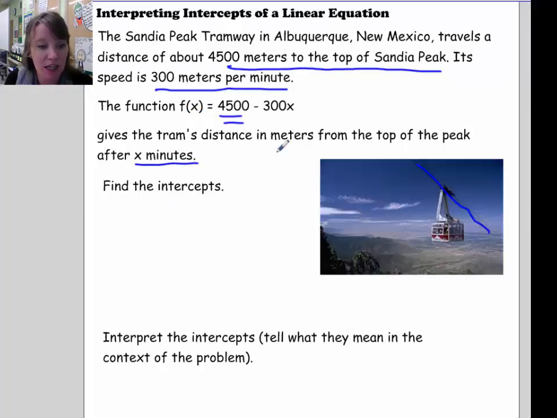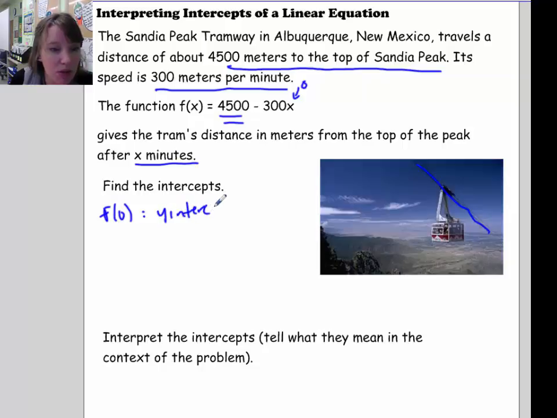Okay, find the intercepts. First of all, we can find the y-intercept by setting the x equal to 0. So here, what I'm looking for is f of 0, and this is going to be my y-intercept, because it's the value of y when x is 0. Notice I'm putting 0 in as the input here. So f of 0 is equal to 4,500 minus 300 times 0. So f of 0 is equal to 4,500.